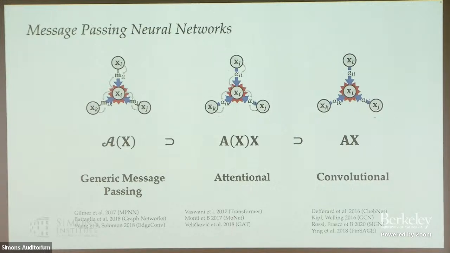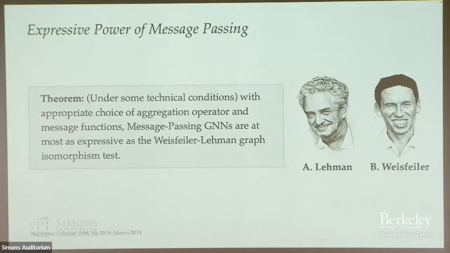If I were to write it as matrix equations, convolutional architectures look like this. We have the feature matrix and some constant matrix that is independent of the features, which is applied to it to do the propagation of the features on the graph. We can also make some theoretical claims. Under some technical conditions, we can upper bound the expressive power, or the kind of functions that we can compute with message passing, by what is called the Weisfeiler-Lehman graph isomorphism test. Basically, it tells you that certain things cannot be computed by message passing.